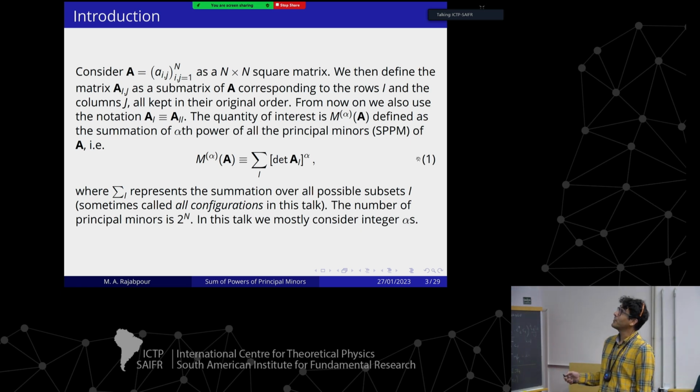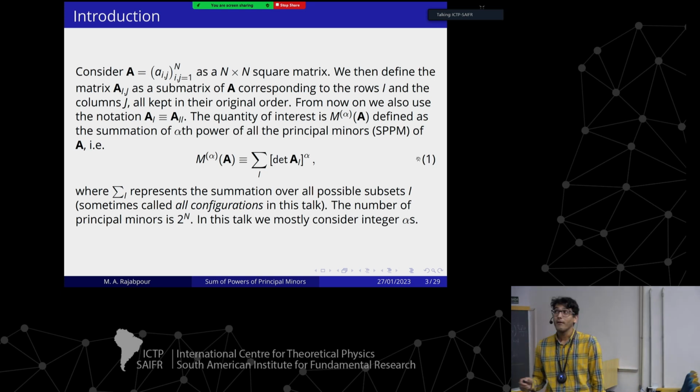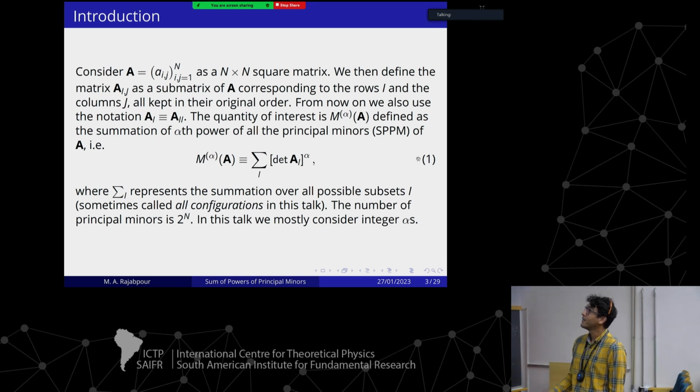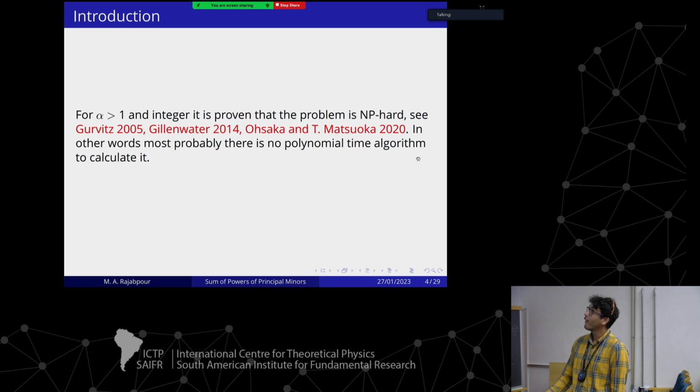What I'm interested in is the sum of the power alpha of these principal minors. If you have a matrix of size n by n, the number of principal minors, by simple combinatorics, is 2 to the power n. So I would like to see how I can calculate this. Then you may say, well, is there anything interesting there?